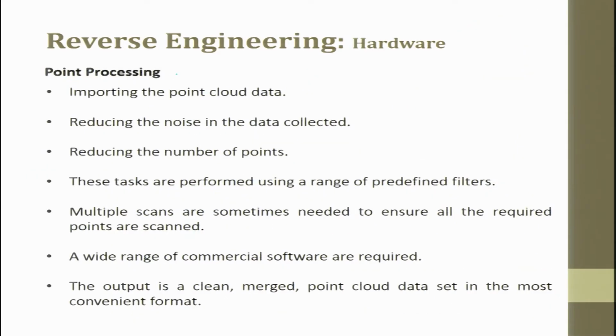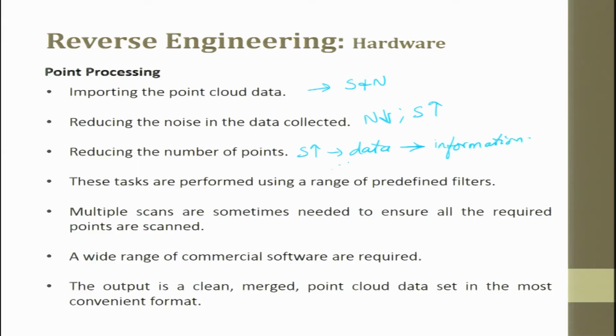Point processing: importing the point cloud data. So, XYZ, alpha, beta, gamma data is obtained, and then comes reducing the noise. What you get here is signal and noise. So, next you have to reduce the noise and amplify the signal. Once you do that, whatever enhanced signal you have is all raw data. This raw data has to be converted into information.